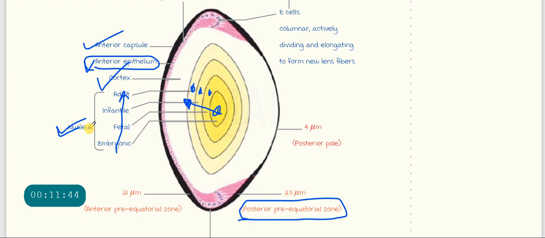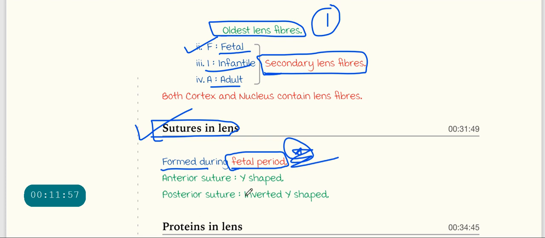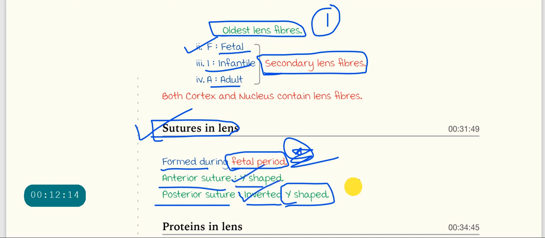Now there are some sutures in the lens. These are formed at the fetal period. The anterior sutures are Y-shaped and the posterior sutures are inverted Y-shaped, just a slight difference. So that was all about the topic. In the next session we are going to discuss the proteins in the lens, a very important topic in the part of the lens.